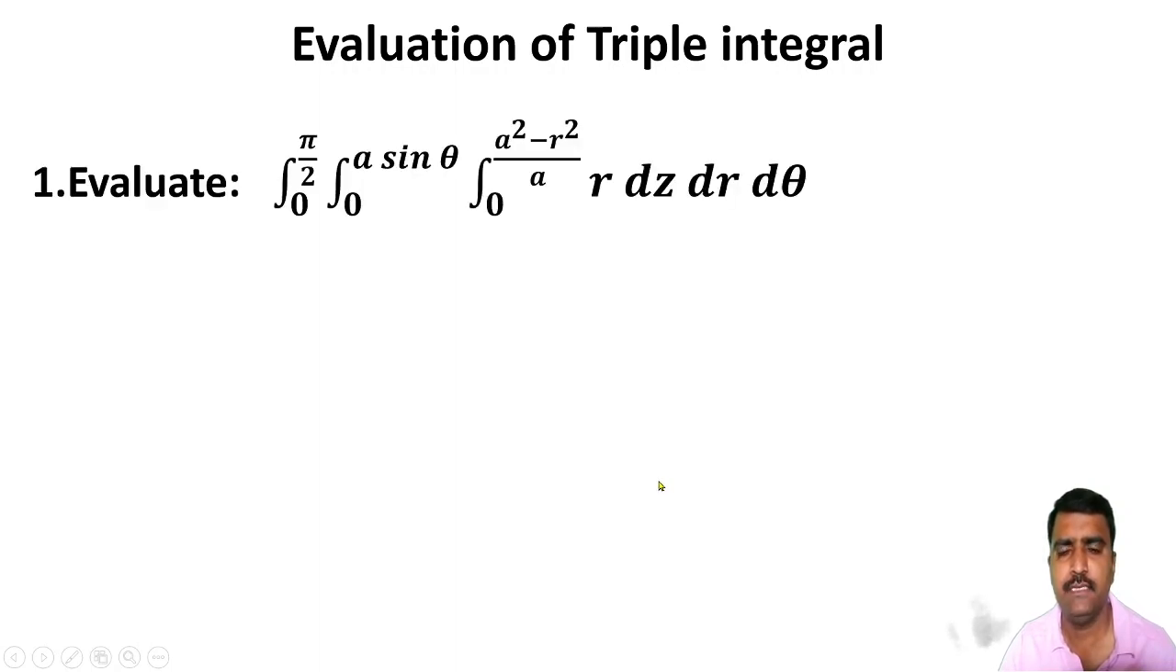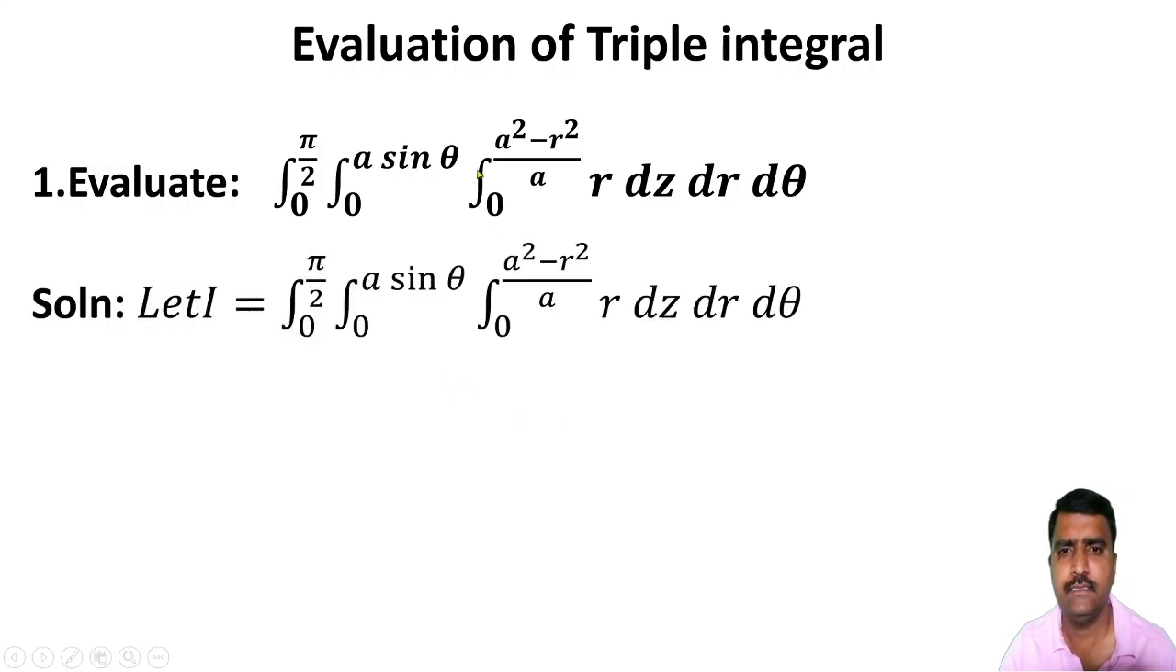Evaluate this triple integral, with limits from 0 to pi by 2, 0 to a sin theta, 0 to (a square minus r square) by a, into r dz dr d theta. Okay, so to evaluate this, take this integral as I. So that means first we have to integrate with respect to z, then with respect to r, and finally with respect to theta.